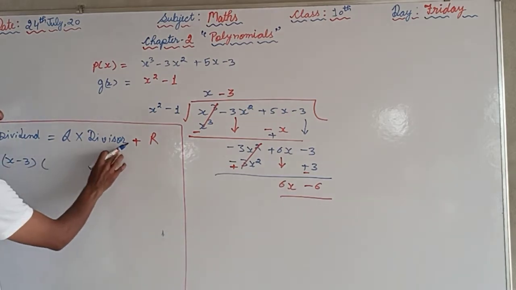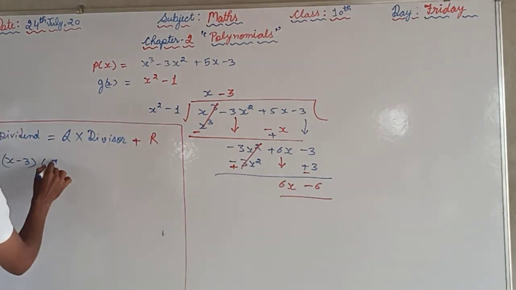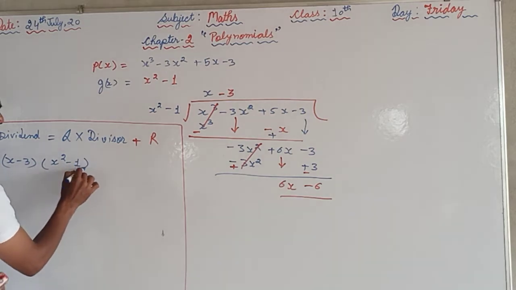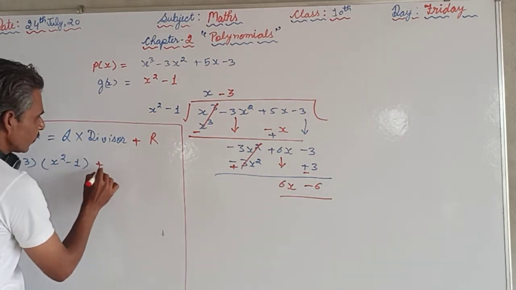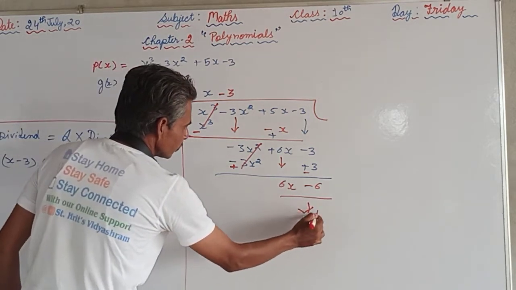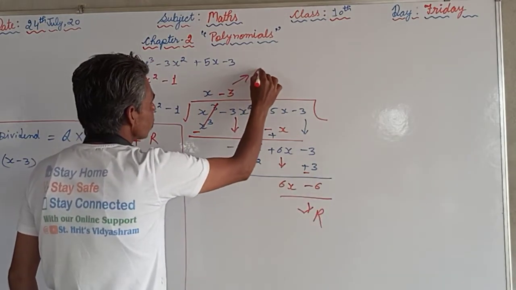And what is your divisor? Divisor is x square minus 1. And what is the remainder? Remainder is here. This one is the remainder. This one is the quotient.